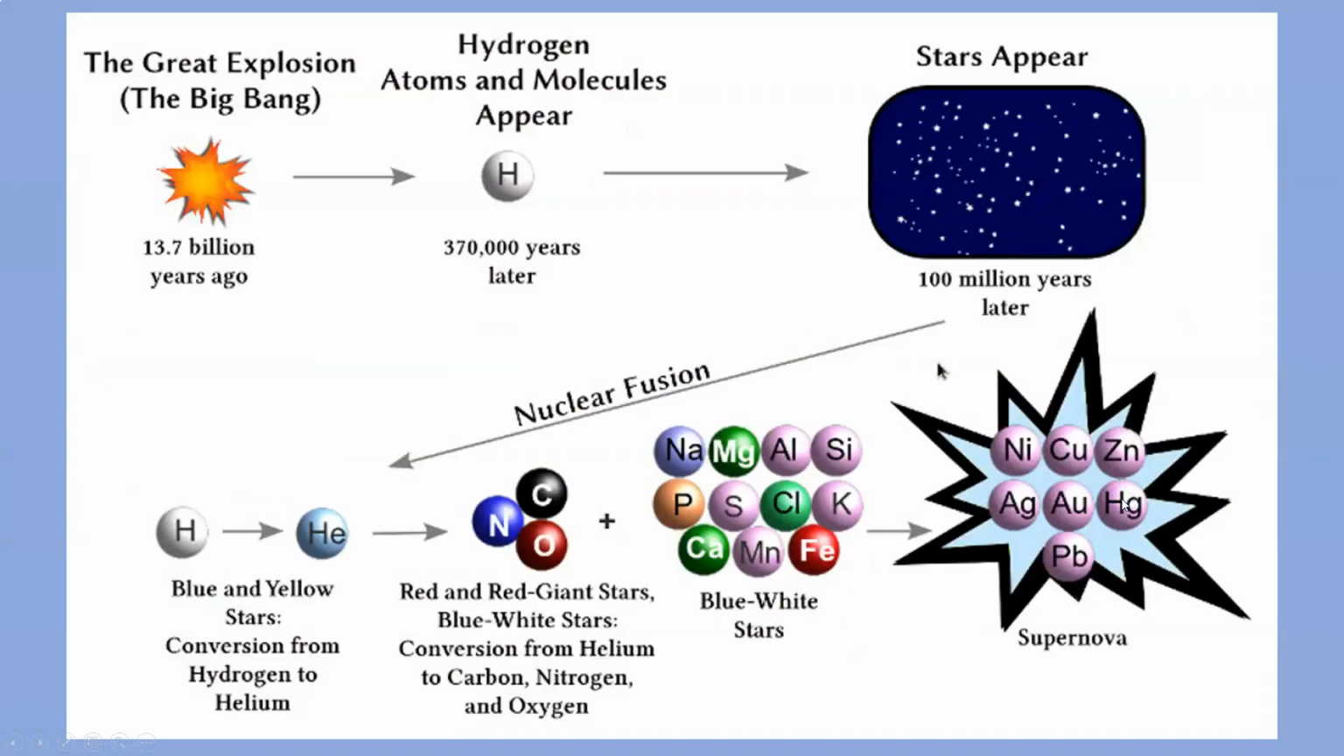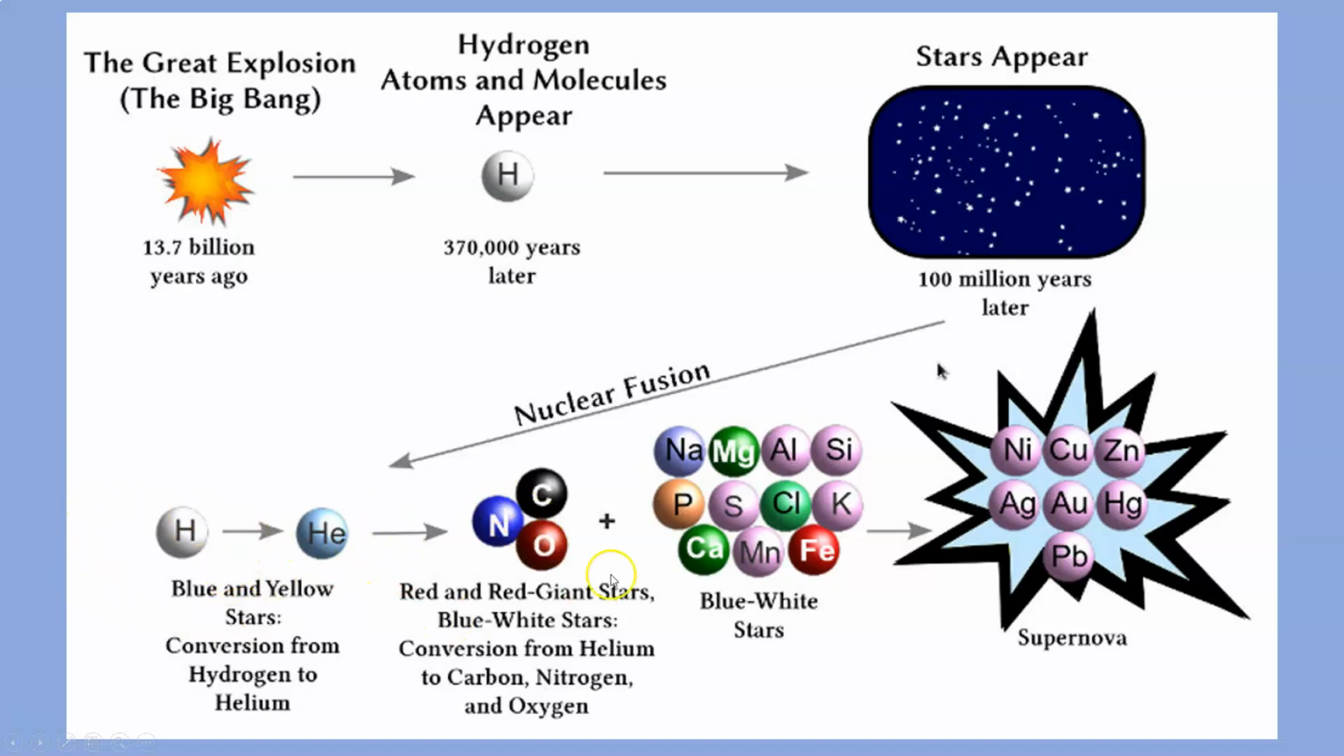Here's another graphic that I find helpful. We have our Big Bang. Eventually we start making atoms and molecules. They start clumping together to make stars. The stars go through what's called nuclear fusion, and they start using up all of their fuel. When they start using up their fuel, elements start combining together to make heavier and heavier ones. We start fusing them together.